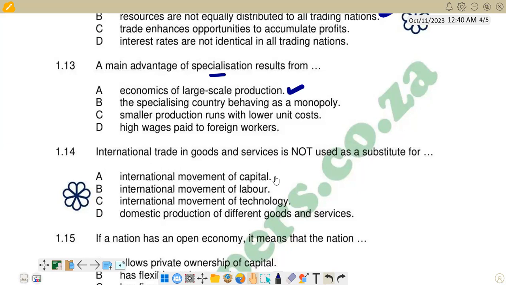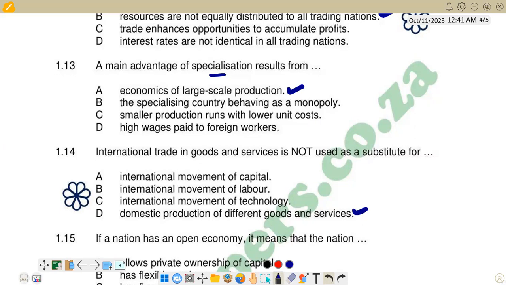See, international movement of technology, we have seen it. We enjoy technology that we do not have in our country through international trade, which is not correct. D, domestic production of different goods and services. The question is saying international trade in goods and services is not used as a substitute for domestic production of different goods and services. That is not the main motive of international trade, to replace domestic production of goods and services. So D is the answer there. So we can represent D there for the answer for 1.14.